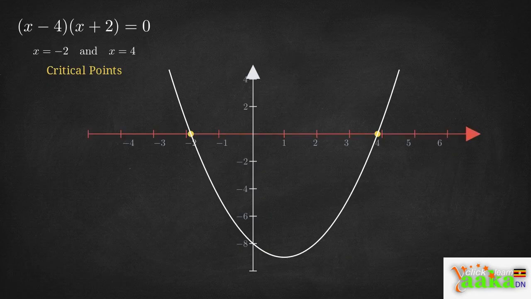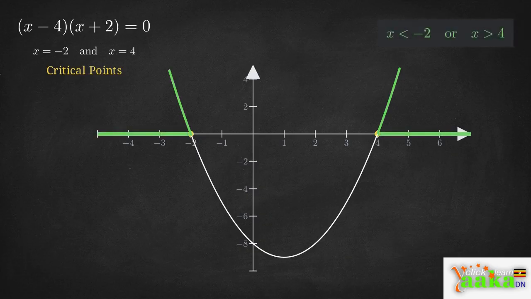Can you visually identify which sections of the parabola sit strictly above the horizontal axis? The sections greater than 0 are the 2 outer arms of the curve, highlighted here in green. Looking at the shaded regions on the x-axis, these green arms correspond to all x values less than negative 2 and all x values greater than 4. That is your final range.